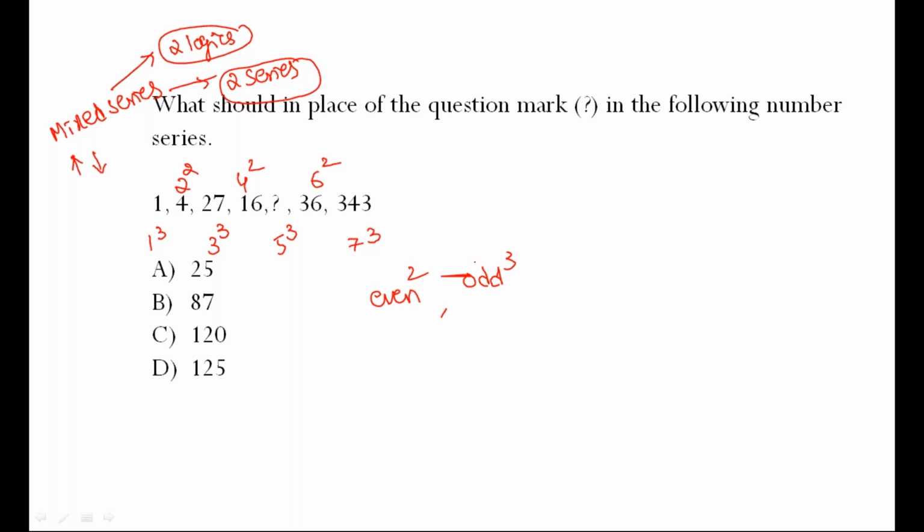For odd numbers, it's cube. For even numbers, they are performing square. This is the logic, right? So what should be here is 5 cube, nothing but 125, right? Your answer is equal to 125. Mixed series. So hope you understand this.